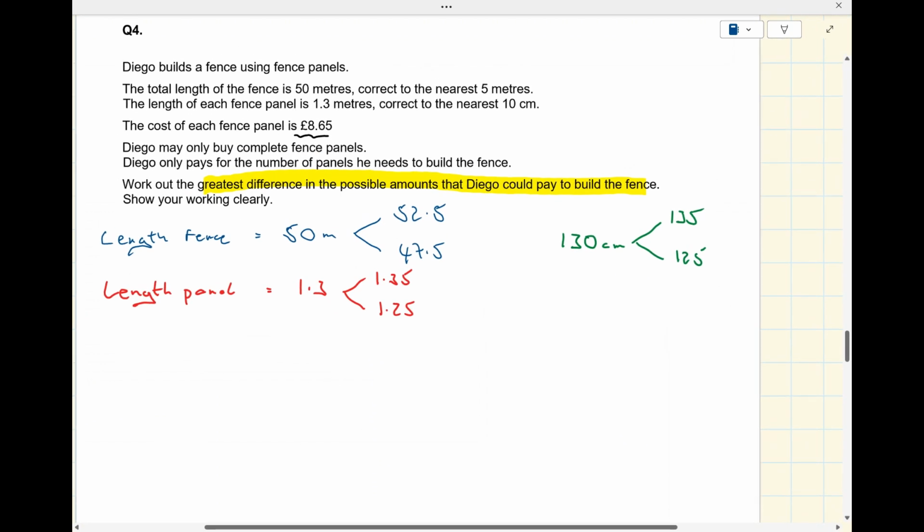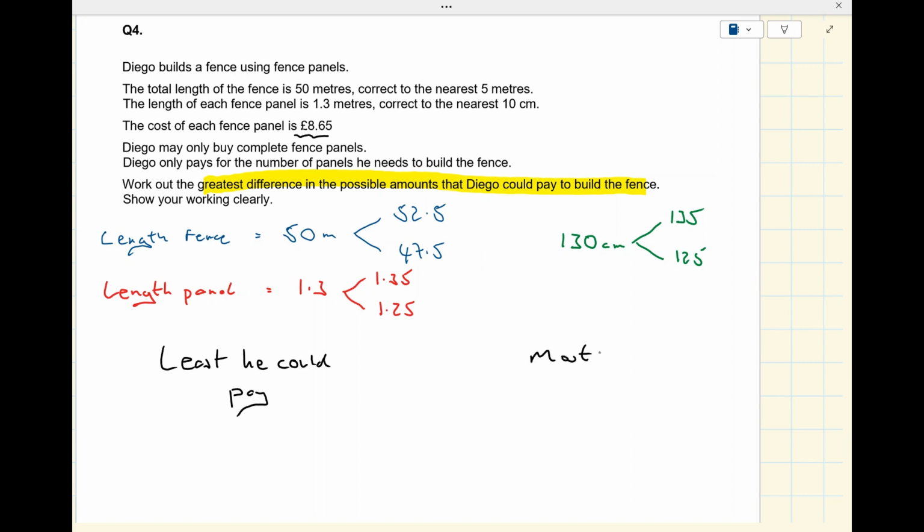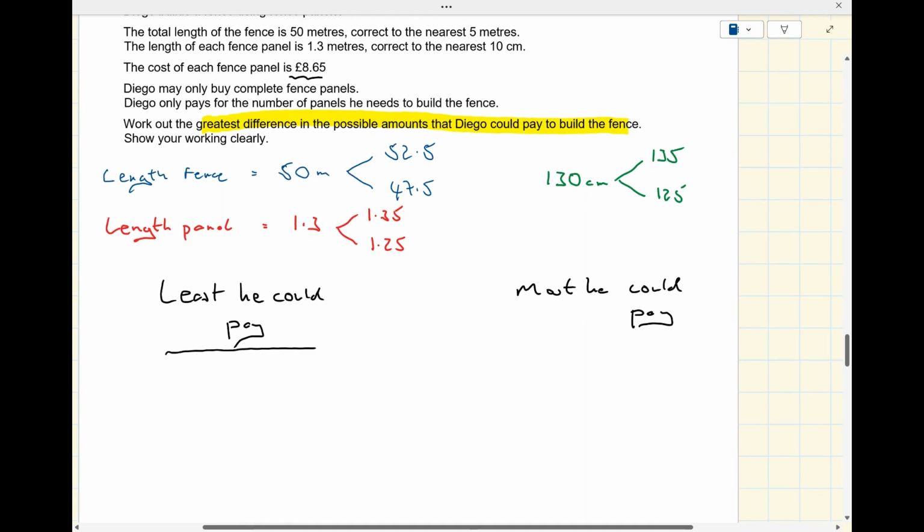Well, I suppose we have to work out the most he could pay and the least he could pay. So let's do the least he could pay here. Least he could pay. And let's do the most he could pay. So if he's going to pay the least, then we want him to need the fewest possible number of fence panels. So the fewest possible number.